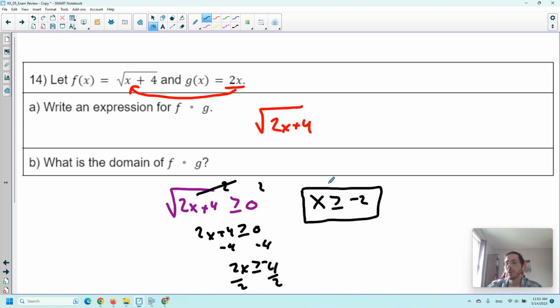So again, that seems a little bit weird that we could put negatives inside here, but if we think about it, if we try negative 1, 2 times negative 1 would be negative 2. Negative 2 plus 4 would be regular 2, and it's okay. We could do square root of regular 2. So that's why we get this. That's why we're allowed to have this as our domain. All right.